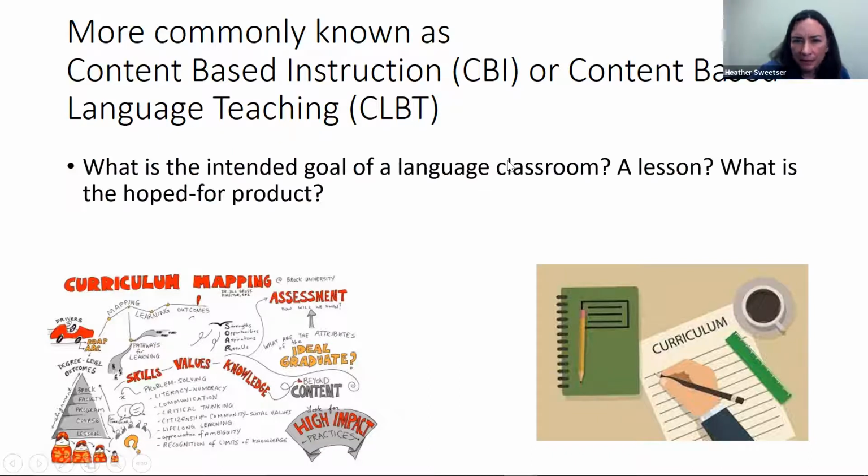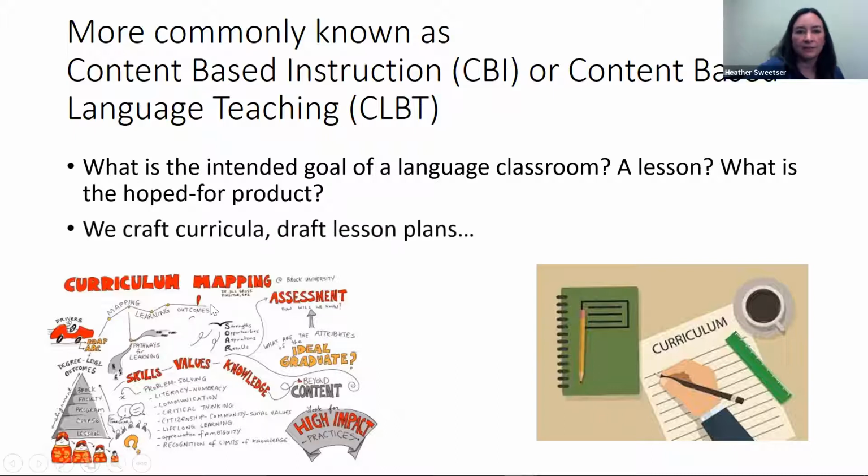Sometimes I have to constantly ask myself, what's the intended goal of a language classroom? Is it a lesson? Is it a product? Is it happy students? Is it a happy instructor? Is it language gains? What's the overall goal of language? This is what we think about when we craft curricula and draft lesson plans.